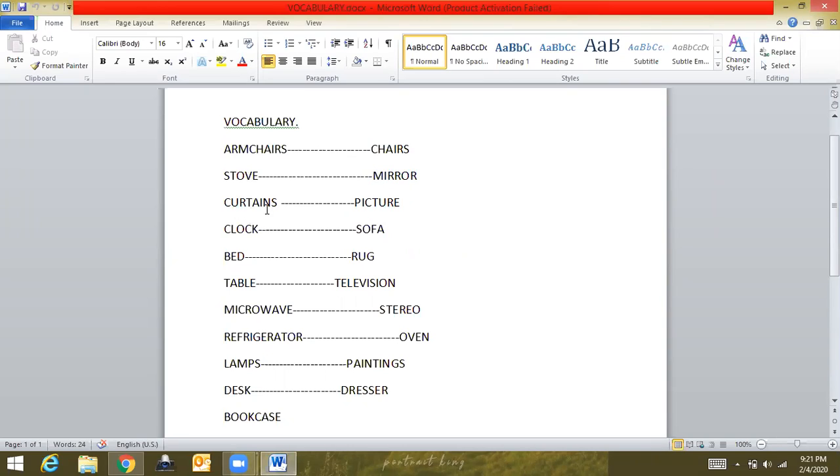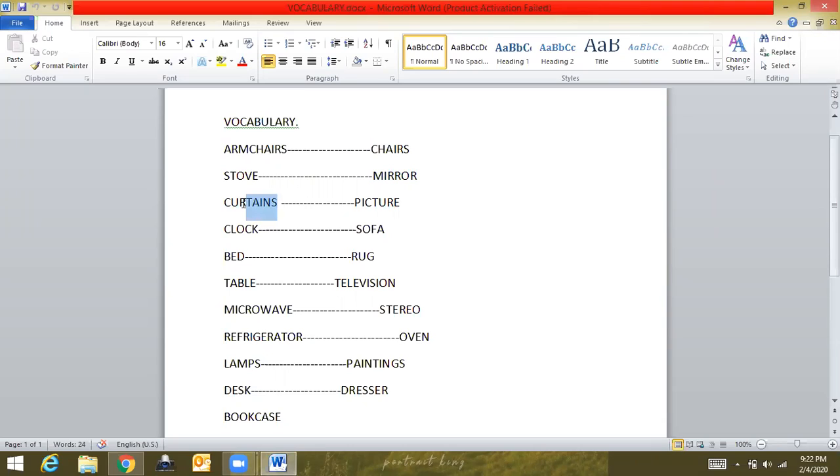Cortinas. Curtains. No, listen, listen. La A y la I se omite. Entonces usted dice curtains. Curtains. Es como cuando usted dice montaña, usted dice mountain. Mountain.